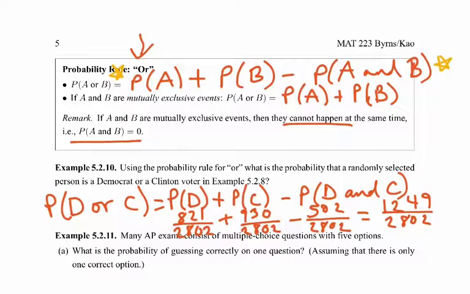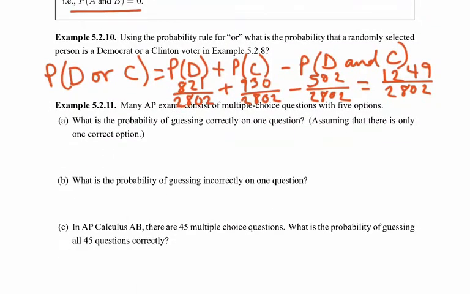So when you see the word "or," start thinking about whether those events are mutually exclusive. Let's look at the next example. It says, many AP exams consist of multiple choice questions with 5 options. What is the probability of guessing correctly on one question? I'm going to call that probability of C for correct. The probability of guessing correctly on one question would be 1 out of 5. So if we make a random guess, we have a 1/5 chance of getting it correct.